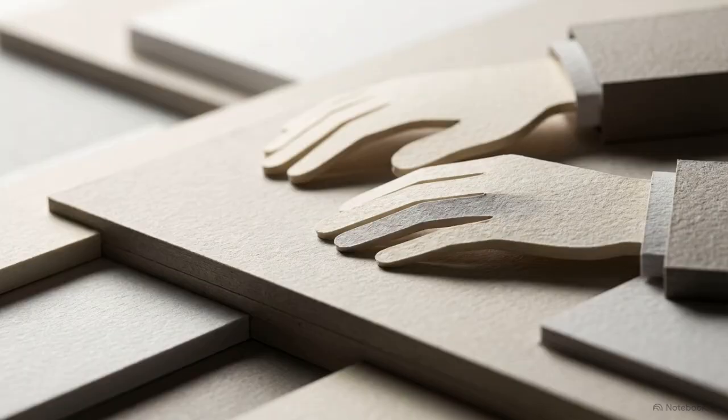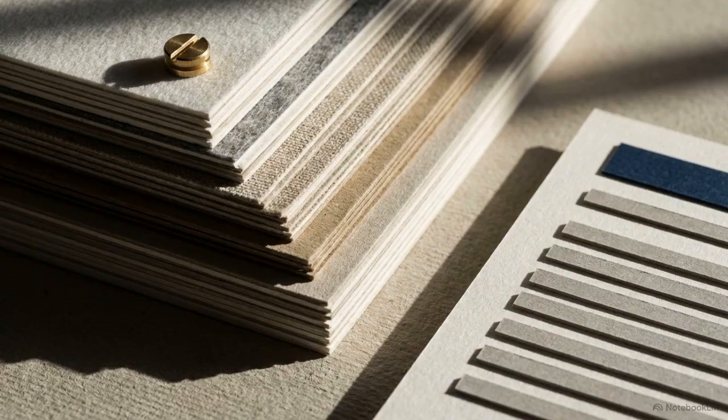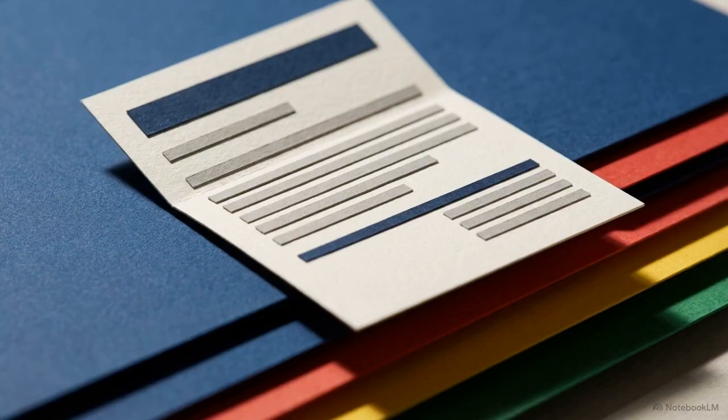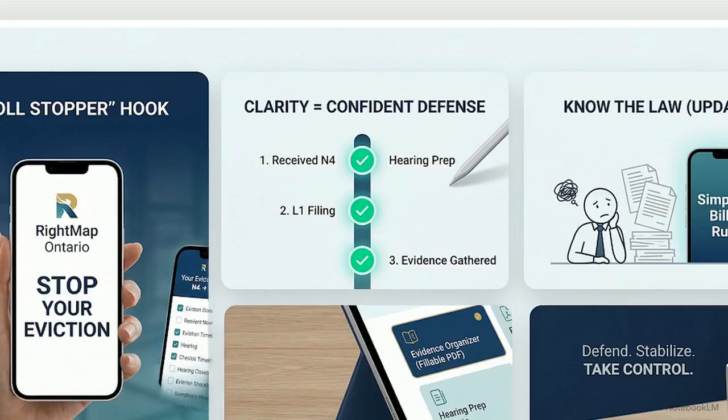First, gather your raw materials. You need your physical N4 notice, your lease agreement, your recent bank statements, and the Right Map Eviction Defense Guide. This graphic displays the timeline of the eviction process. It shows exactly what happens after you receive an N4.